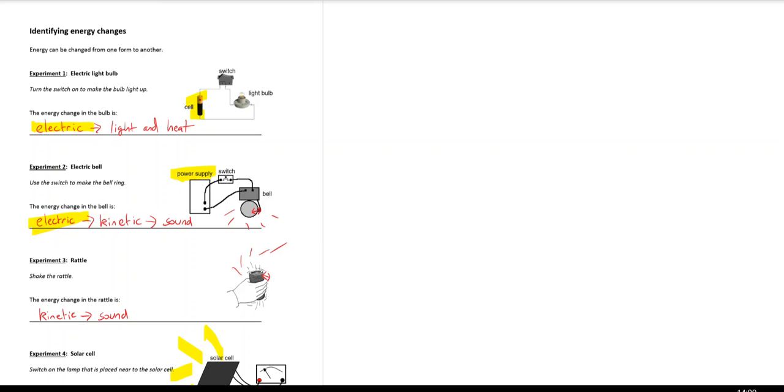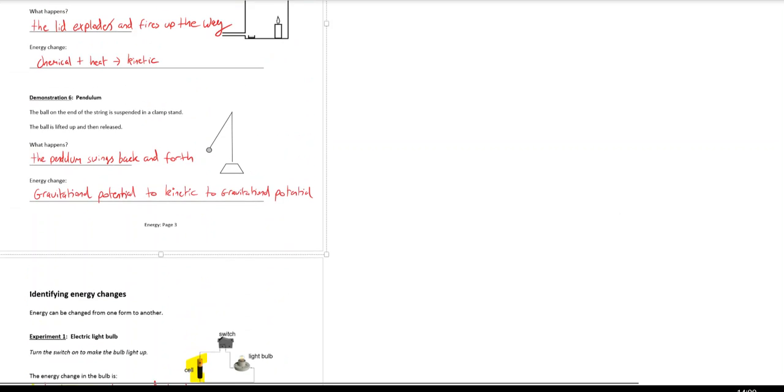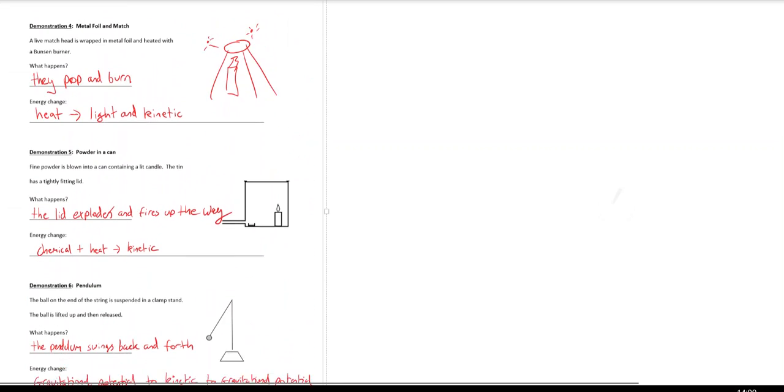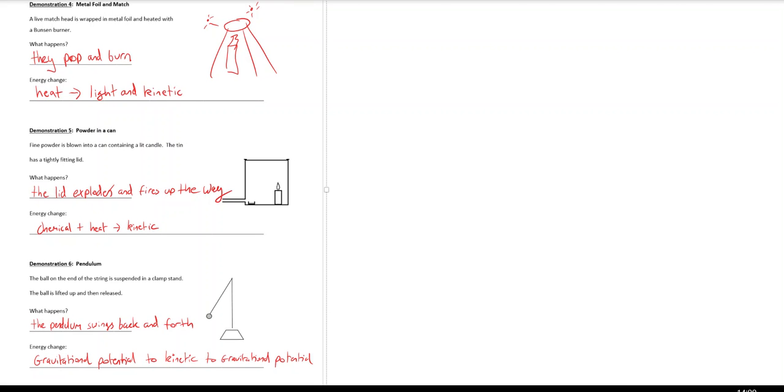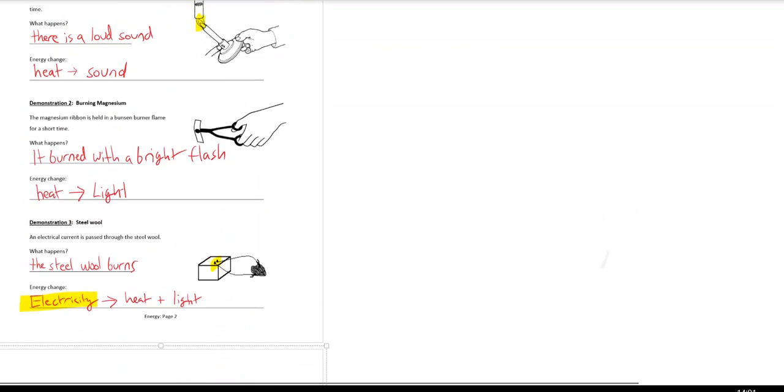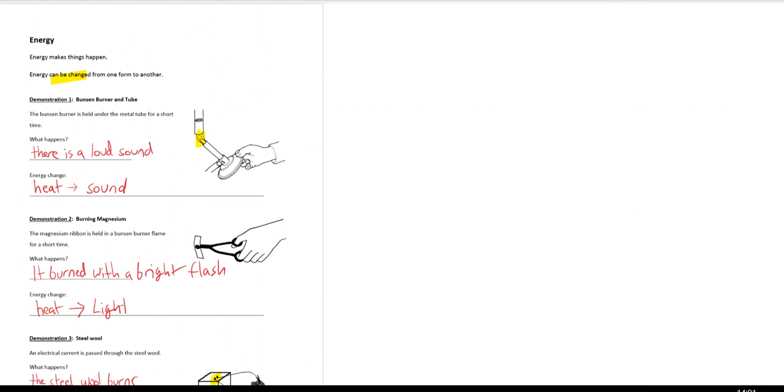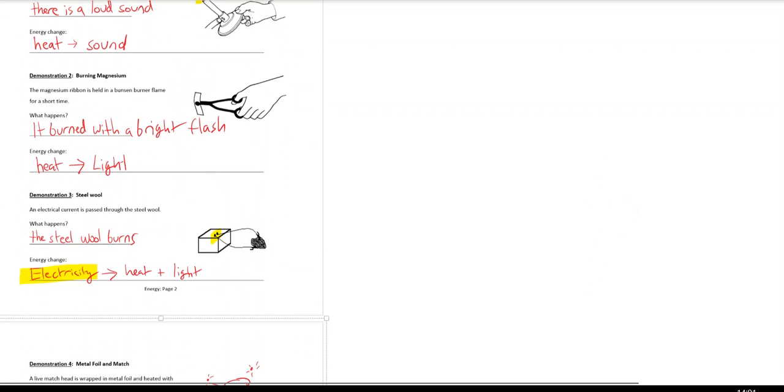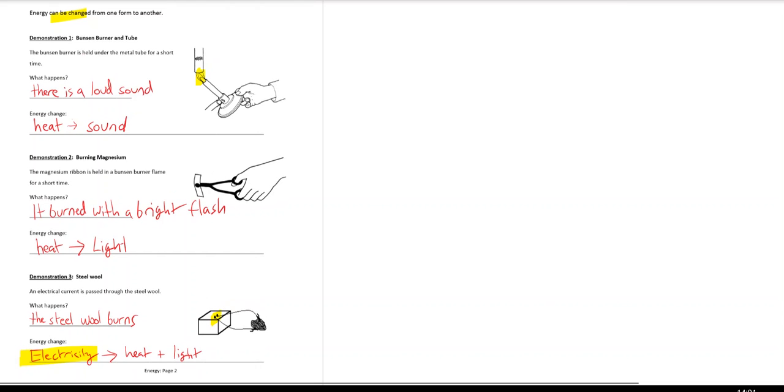What we're going to do today is just recover our energy topics we looked at last period and have a look at some new physics. So, you might remember in class we were carrying out the experiments on pages 2 and 3, and you should have completed your notes with all of the information that you can see here. The Bunsen burner and the tube, for example, we discovered that the energy change was heat to sound.